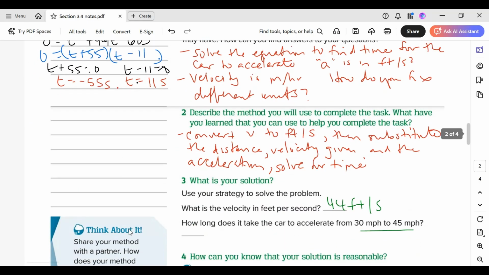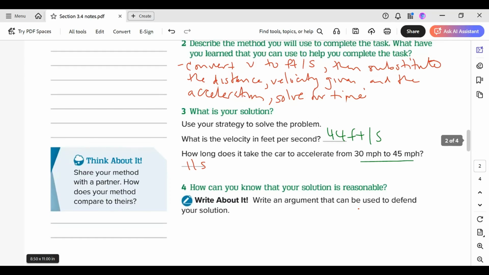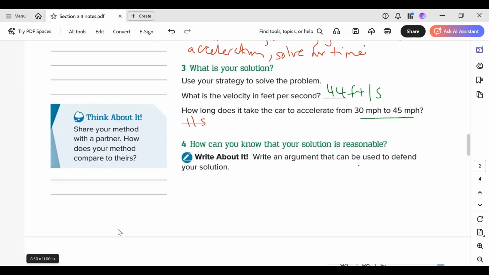Now, we're going with the 11 seconds for a reason. An argument that can be used to defend our solution is that time cannot be negative.